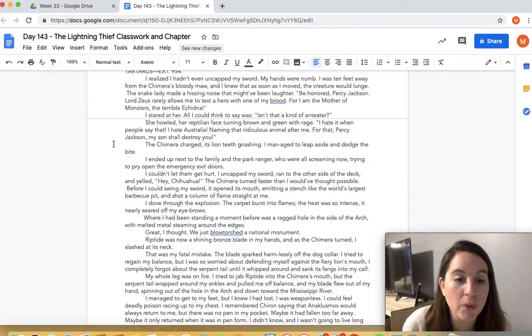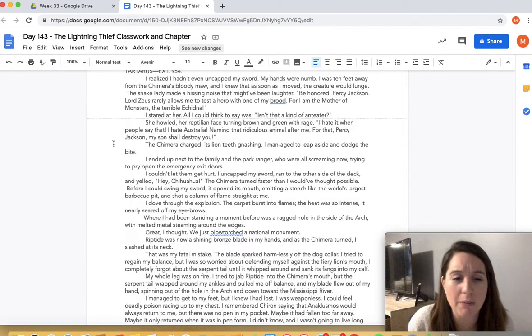I dove through the explosion. The carpet burst into flames. The heat was so intense it nearly seared off my eyebrows. Where I had been standing a moment before was a ragged hole in the side of the arch, with melted metal streaming around the edges. Great, I thought. We just blowtorched a national monument. Riptide was now a shining bronze blade in my hands, and as the Chimera turned, I slashed its neck. That was my fatal mistake. The blade sparked harmlessly off the dog's collar.